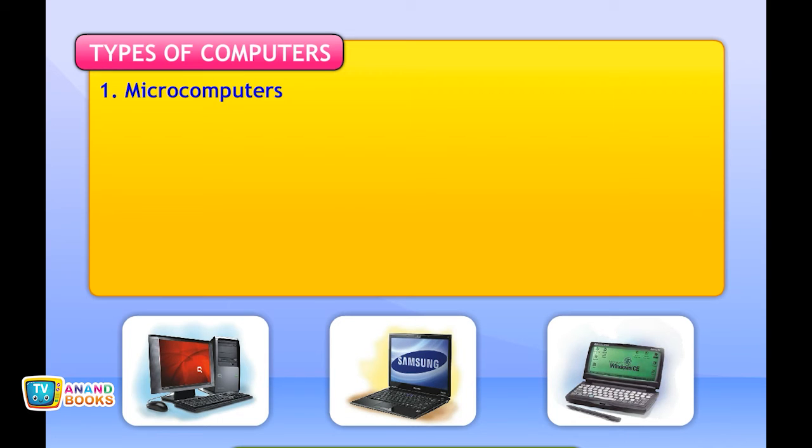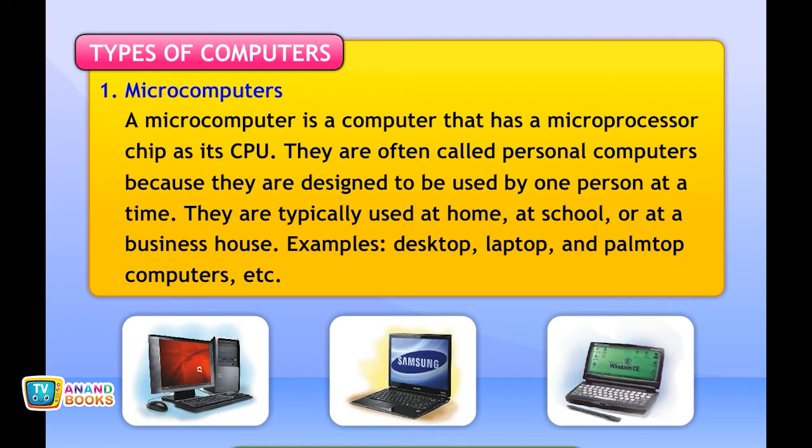Types of computers. 1. Microcomputers. A microcomputer is a computer that has a microprocessor chip as its CPU. They are often called personal computers because they are designed to be used by one person at a time. They are typically used at home, at school, or at business houses. Examples: desktop, laptop, and palm-top computers, etc.